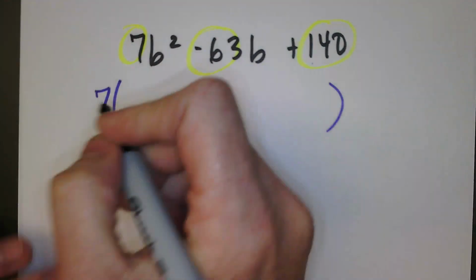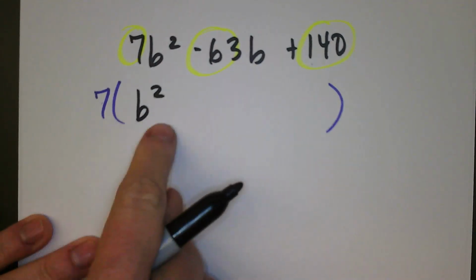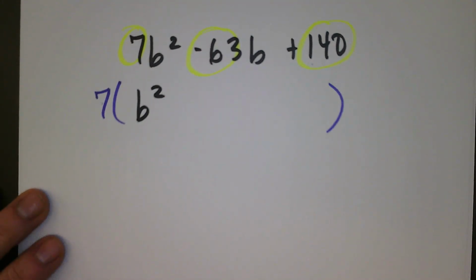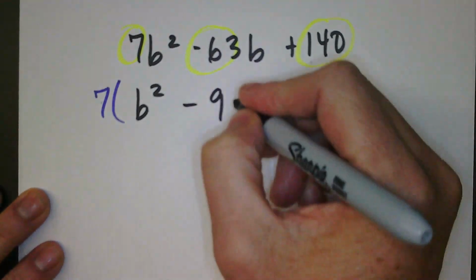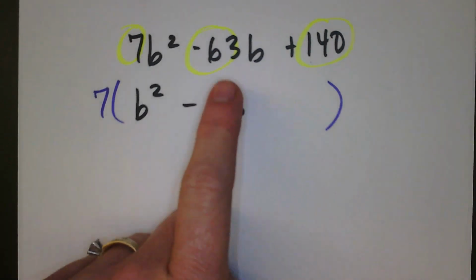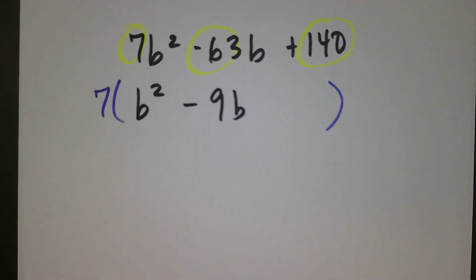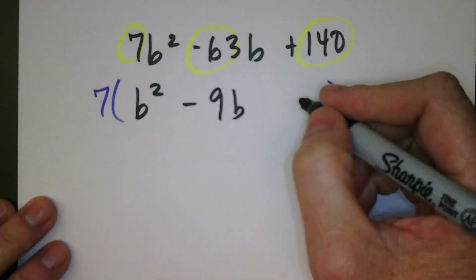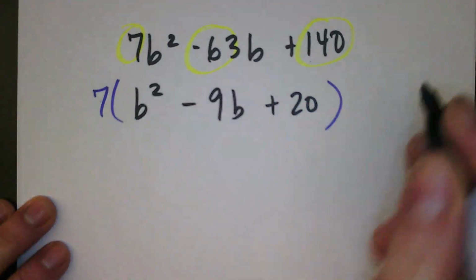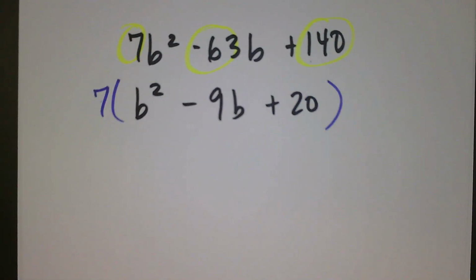That is going to leave behind a b squared, because 7 times b squared is 7b squared. This is going to leave behind a minus 9b. 63 divided by 7 is 9, so I've got a minus 9b. And then this is a plus 20. So I now have something that is much easier to factor. This is really what I'm going to think about factoring.